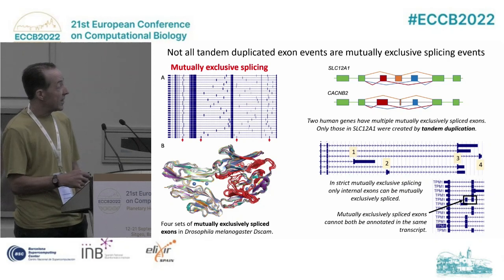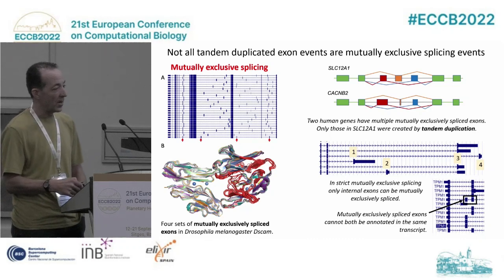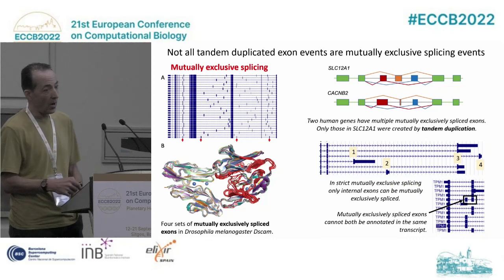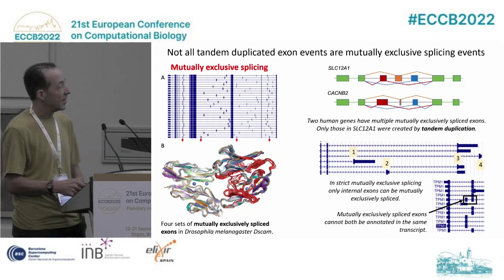This type of alternative splicing that's mutually exclusive, that involves multiple exons, is very common in Drosophila. It really doesn't happen in the human genome except with these two genes that have three exons each in the middle, in between two exons that are internal. The difference between them is that the gene SLC12A1 has three exons that have evolved by tandem duplication. The exons in CACNB have three exons that were obviously not related. They evolved by some other means. They're completely different sizes. And so what we're looking at is the ones here that have evolved by tandem duplication.